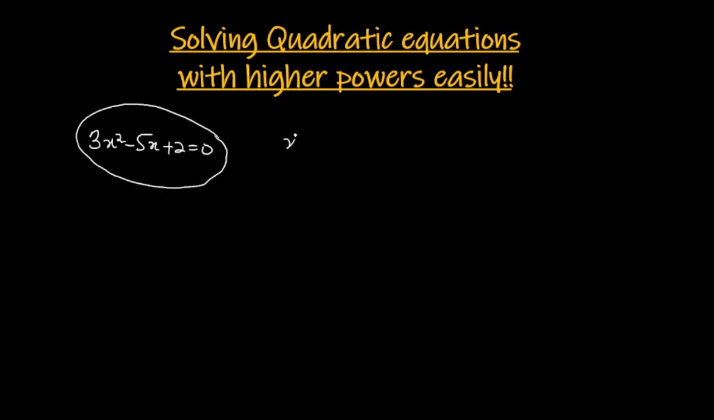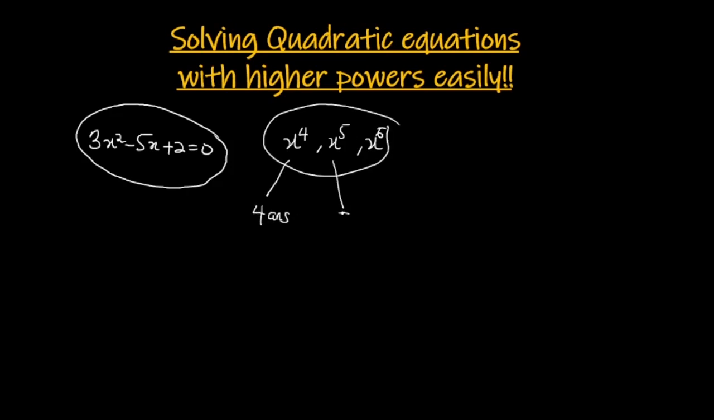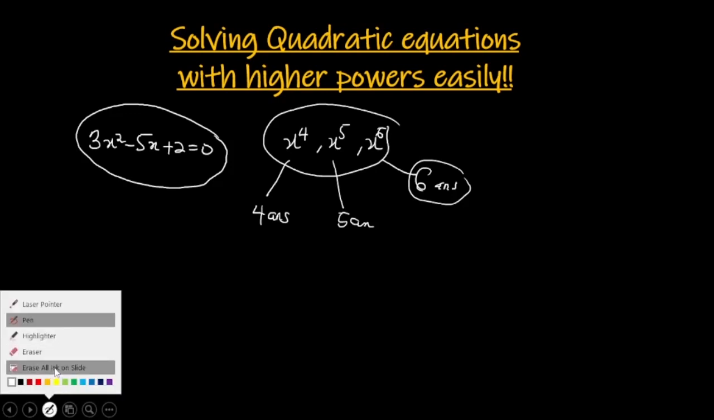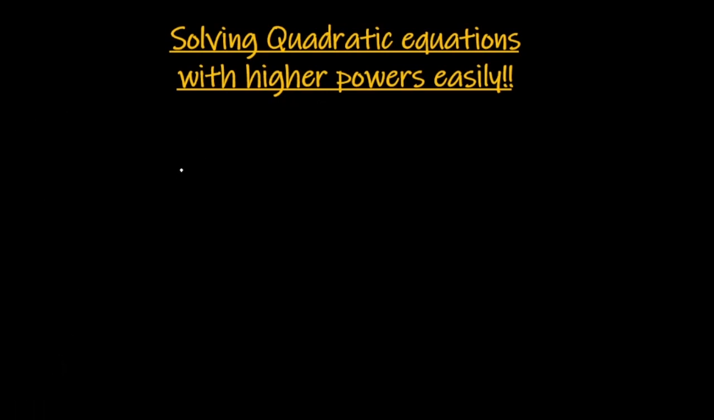But what if we have the x raised to the power 4 or power 5 or power 6? Where we will be expecting, from this case, 4 answers for x, here 5 answers, and probably here 6 answers for x. How do you go around solving this type of quadratic equations much more easily without doing any complicated calculations? So that is the essence of today's video. I want to look at how to use some easy method to solve quadratic equations having this x raised to higher powers.